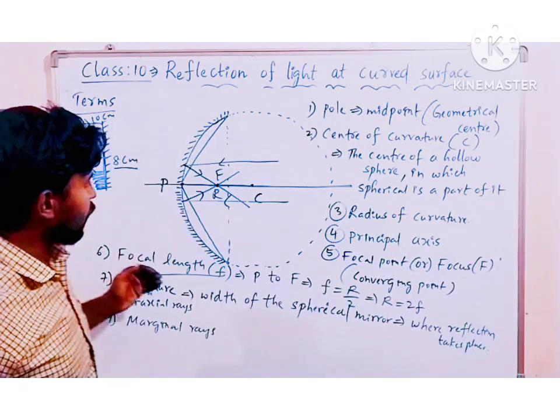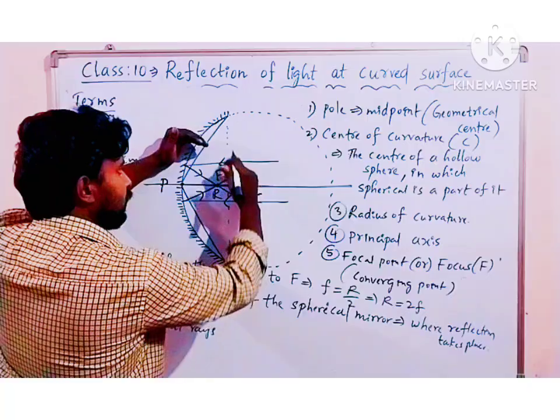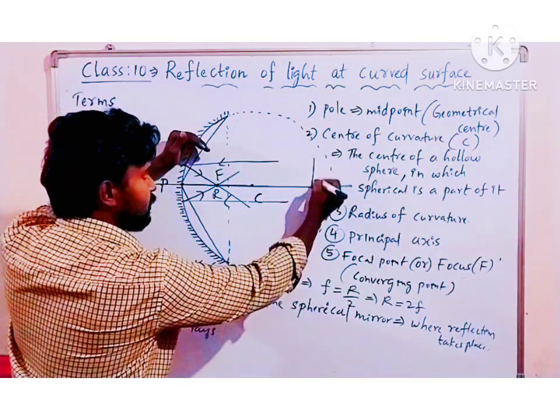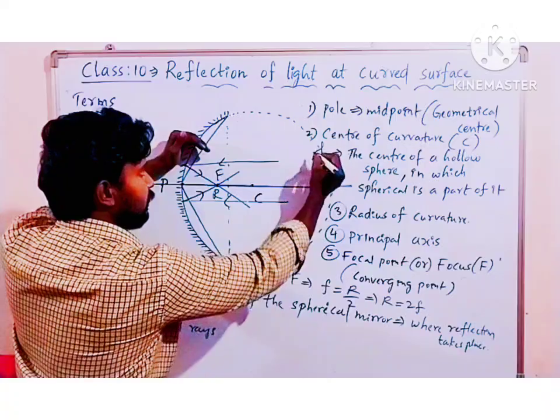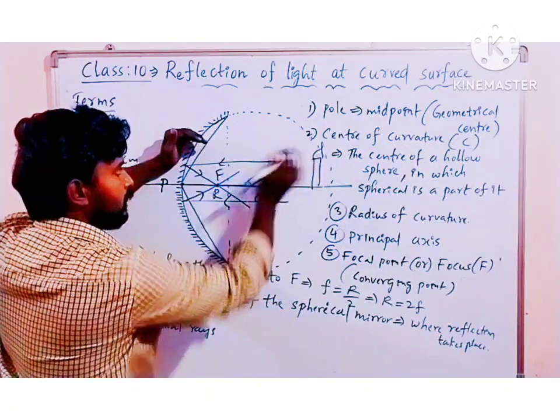What does paraxial rays mean? So paraxial means the rays which are near to the principal axis. For example, here we imagine this is the candle. From the candle there is light. So many light rays are coming from the candle.